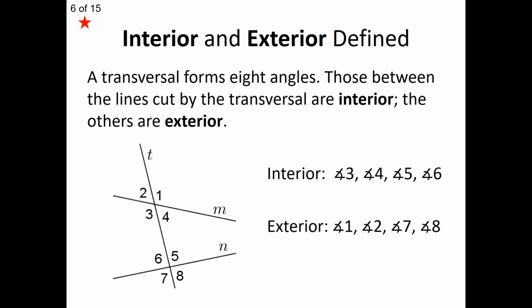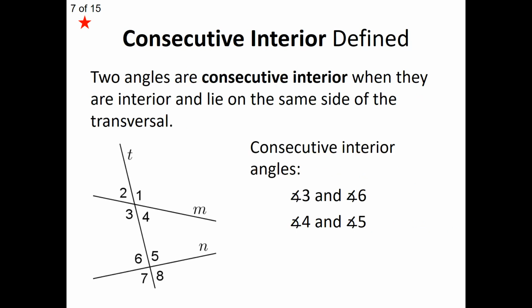Now we're going to dive into 4 special angle relationships that unfold with these interior and exterior angles. Let's talk about our very first one, known as the consecutive interior angles. Consecutive interior angles, by definition, are 2 angles that are interior, which means we've already narrowed it down to only 4 angles in the diagram. It could be 3, 4, 5, and 6. We're excluding 1, 2, 7, 8 because those are exterior.